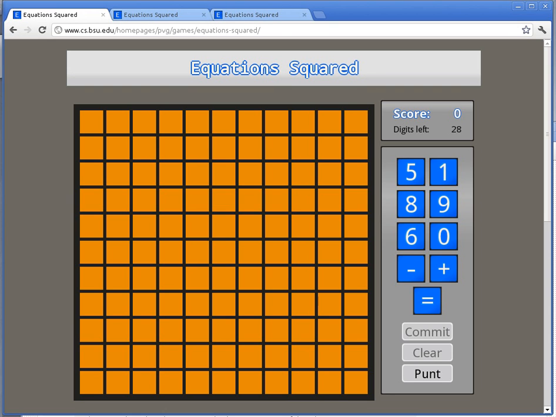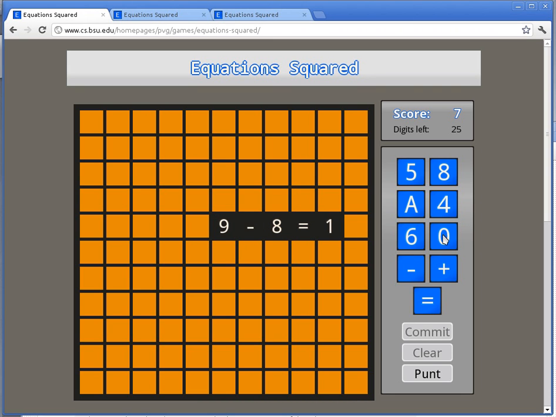To play the game, you make balanced equations out of the blue tiles on the right, placing them onto the orange spaces on the left. For example, 9 minus 8 equals 1. Now because this is a true equation, I'll earn points for it.